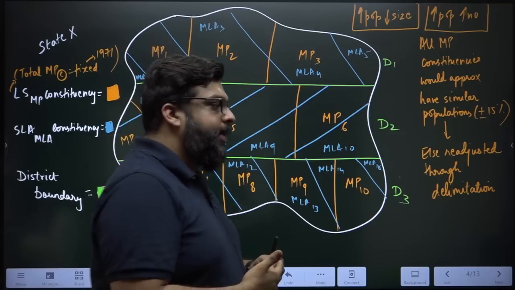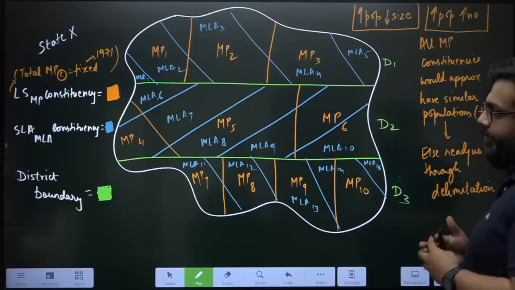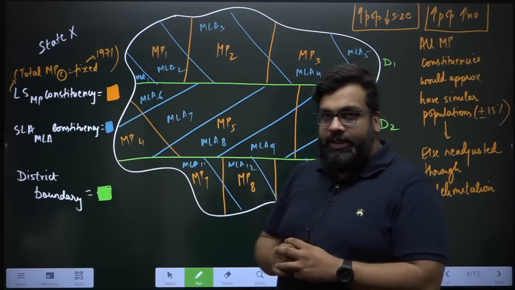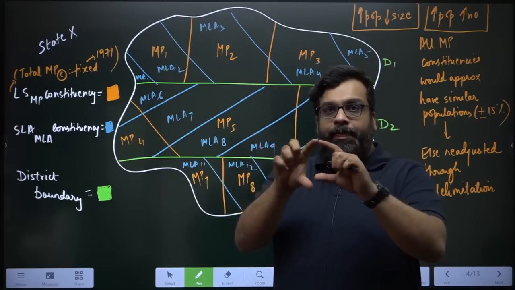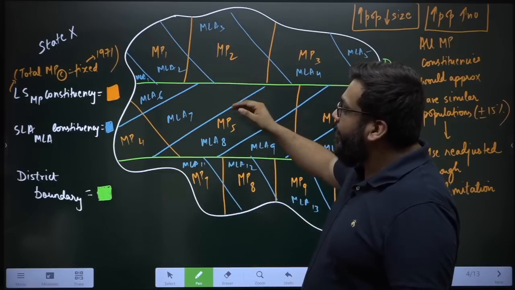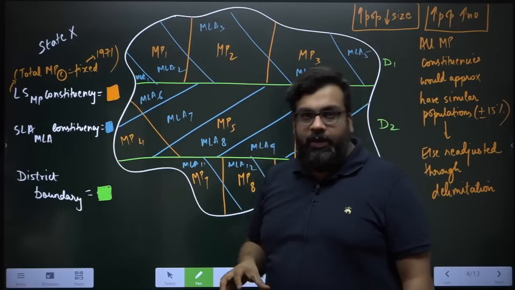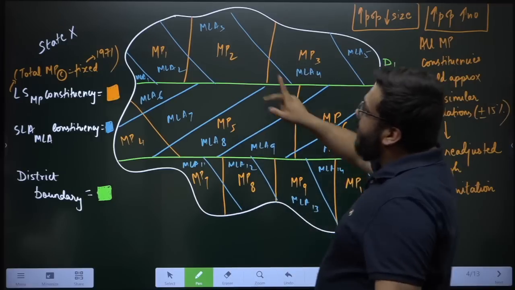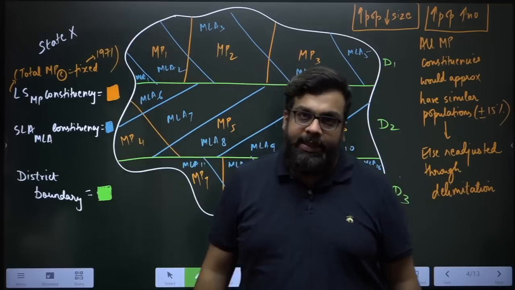Blocks get further divided into tehsils and so on and so forth. But those are your administrative divisions. As far as your representative divisions are concerned, the two basic divisions are: a state will have X number of MP constituencies and Y number of MLA constituencies. We will always make sure that an MP constituency is never shared between two states.